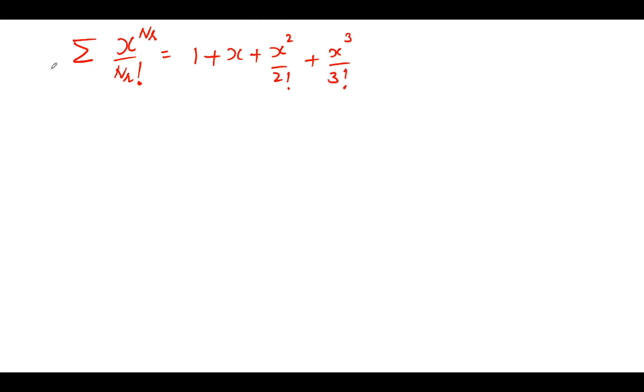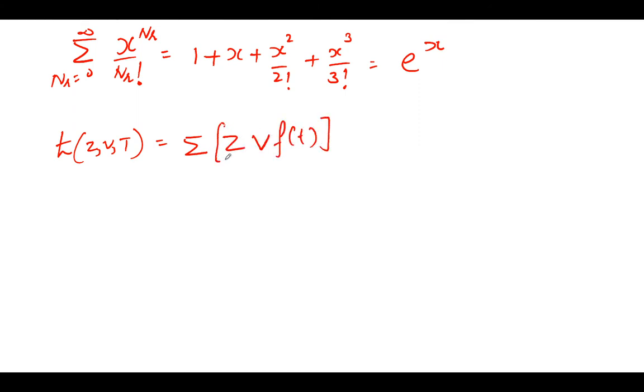Now we know that the summation of X^N_R over N_R factorial is equal to 1 plus X over 1 factorial plus X² over 2 factorial plus X³ over 3 factorial, and so on, where N_R varies from 0 to infinity. So this comes out to be exponential of X. Similarly, the relation we derived for the grand canonical partition function, the summation of (Z V f(T))^N_R over N_R factorial, comes out to be exponential of Z V f(T).